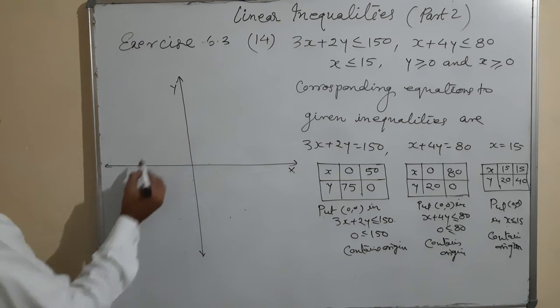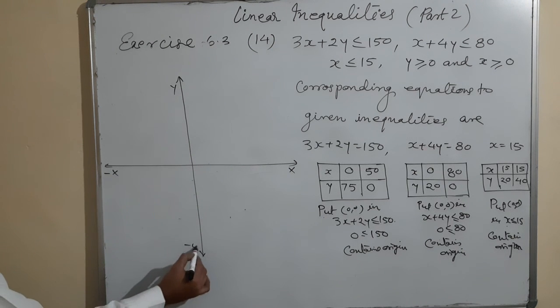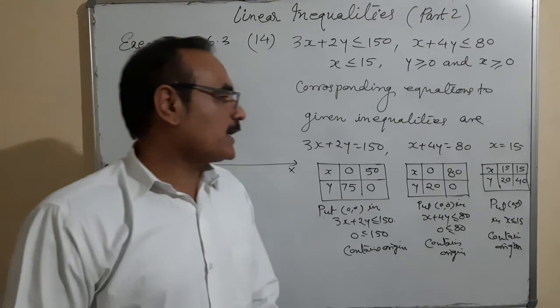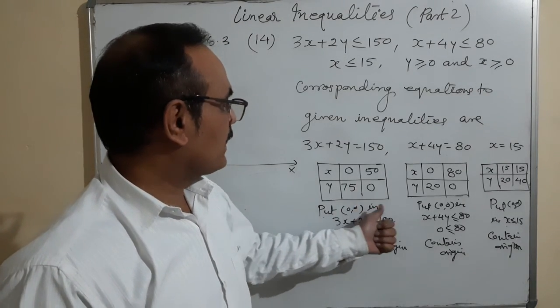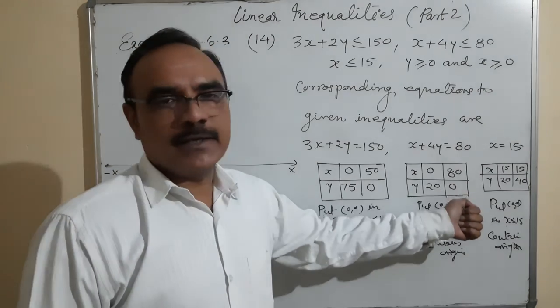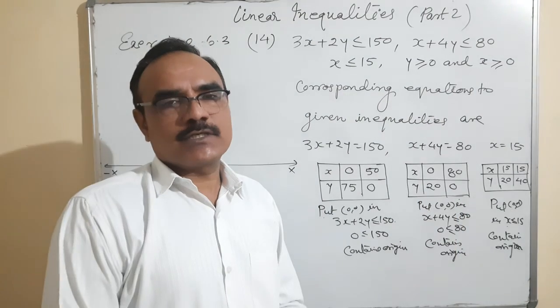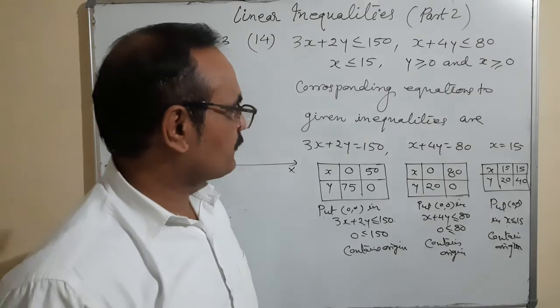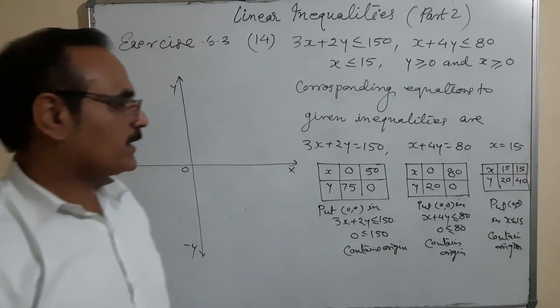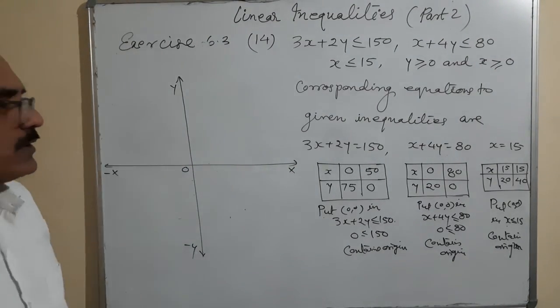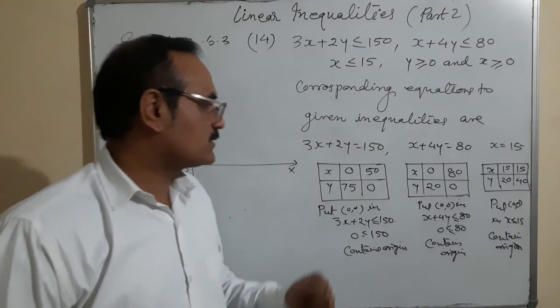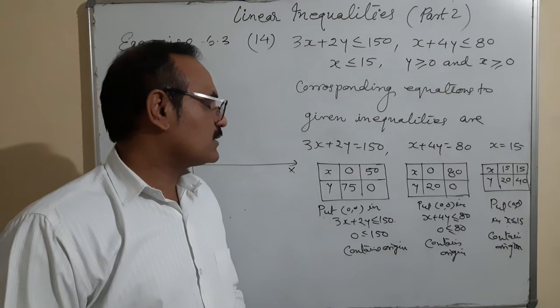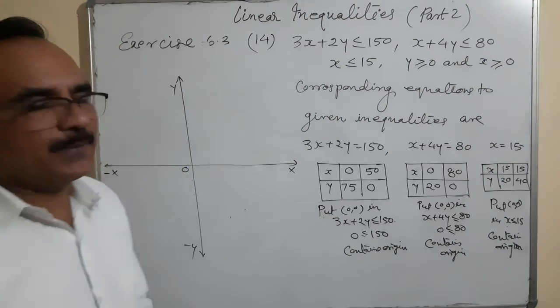x, y, minus x, minus y, 0. This time we are selecting the scale because the maximum value is going up to 80 and the minimum value is 0. So the scale should be taken as 1 unit equal to 10 centimeter. I think it's sufficient, because 5 centimeter is much higher and 20 centimeter is very less. So I think the standard scale is 1 unit equal to 10 centimeter. Right.